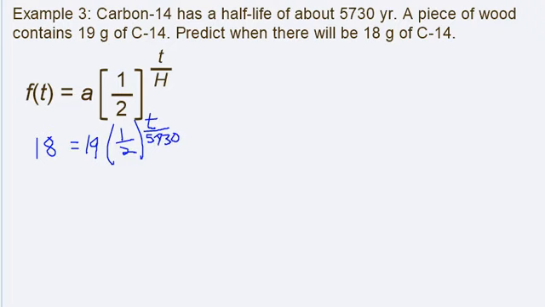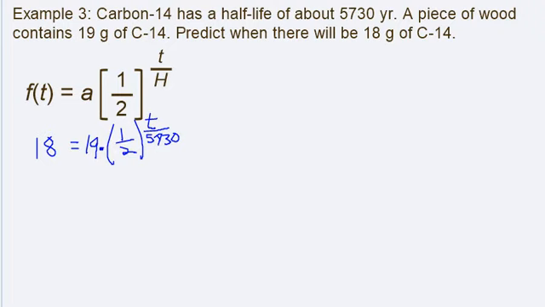Well, this is an interesting problem to solve. One thing I want you to be aware of, this mistake is often made. This says 19 times 1/2 to the t over 5,730 power. We cannot multiply 19 by 1/2 because exponents come first in the order of operations.